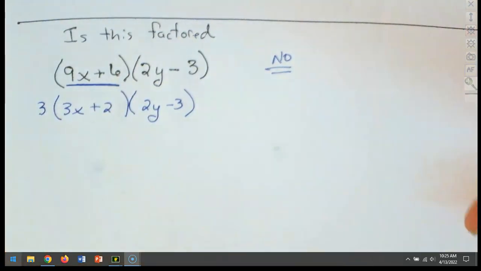Let's now take a short break. We're going to come back, and we're going to move on to the next section, which is how we factor 3 terms.